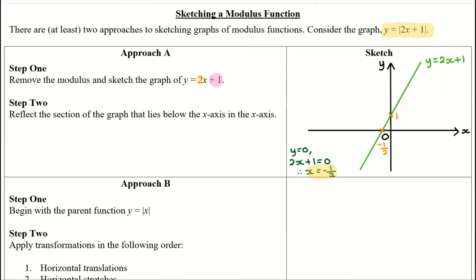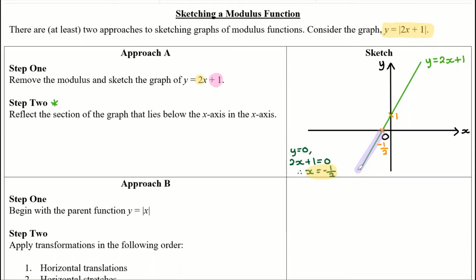But for step 2 here, we're told that we have to reflect the section of the graph that lies below the x-axis in the x-axis. So the section of the graph that lies below the x-axis is obviously this part here. This is below the x-axis here. And the instruction tells me I have to perform a reflection in the x-axis.